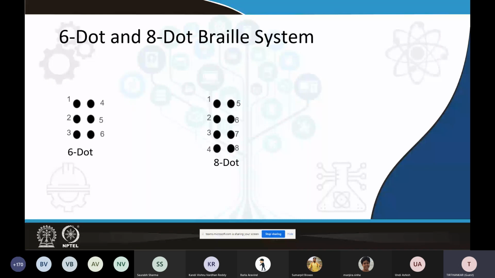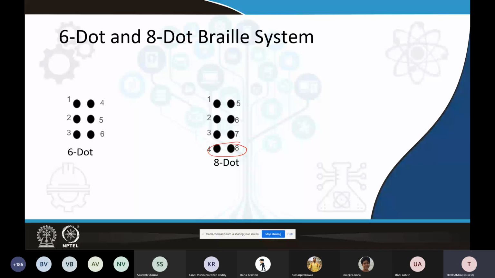Now, the advantage of using these 8 dots is that you can accommodate more characters, as well as utilize the last row for different kinds of formatting issues, right? So say, for example, you are writing some text and you want to give a hyperlink. How can you do that? Typically in those cases, the last row, dots number 7 and 8, are used to specify that kind of information.